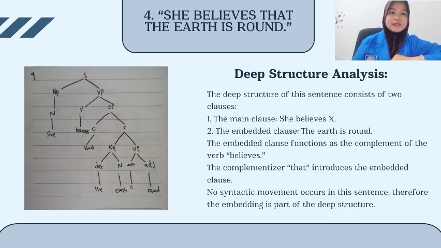The fourth sentence, she believes that the earth is round. The deep structure of this sentence consists of two clauses. First, the main clause, she believes. Here is a placeholder for what she believes. Second, the embedded clause, the earth is round. This is the content of her belief.